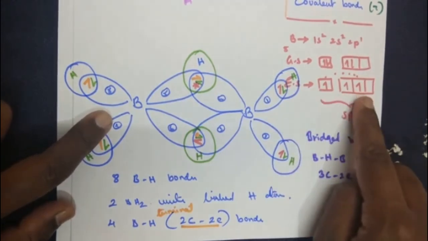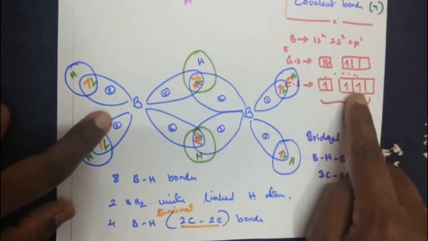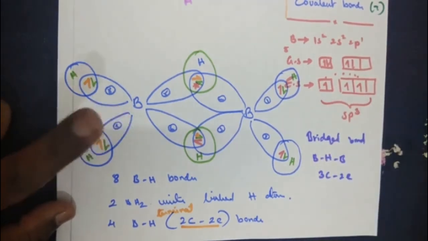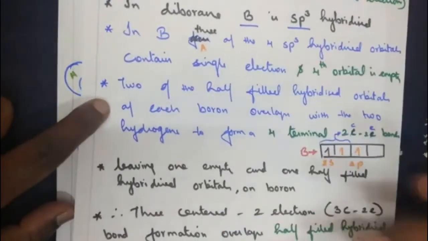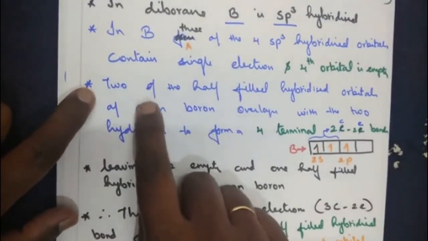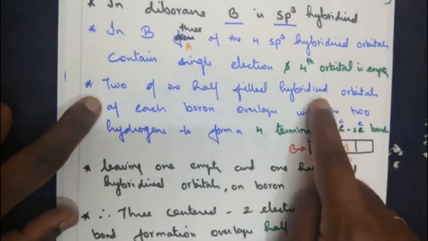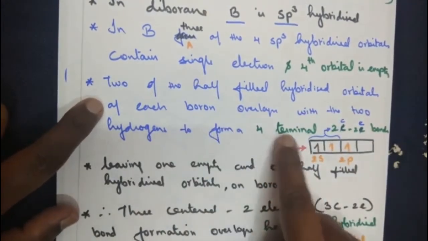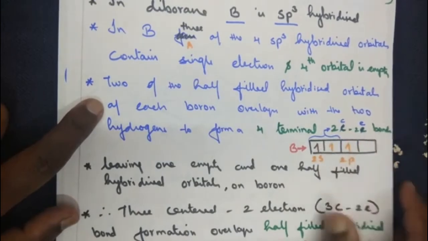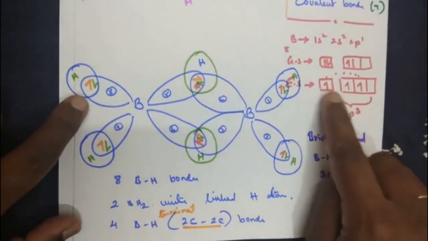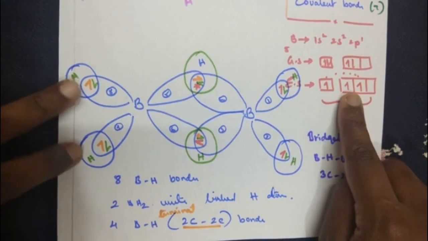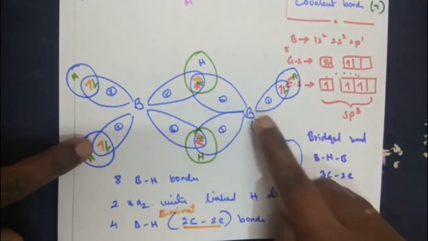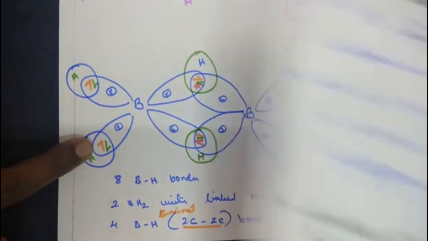It makes 4 orbitals available. Out of it, 3 are half filled and 1 is an empty one. If you understand the concept with the diagram, this writing is not a big matter for you all. The next one, 2 of the half-filled hybrid orbitals of each boron overlap with the hydrogens to form 4 terminal 2-center 2-electron bonds. You understand? Out of the 3, the first 2 are bonded to the hydrogens at the terminal. So one boron with 2 hydrogens, another boron with 2 hydrogens.